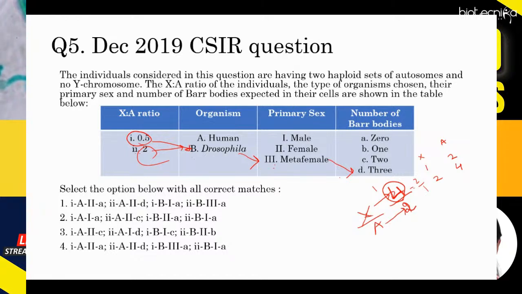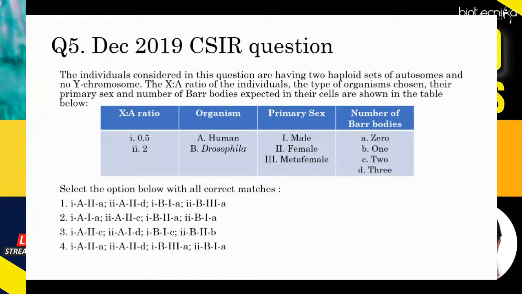Got it? So these kinds of combinations you have to make, and for humans it is pretty simple. For 0.5 in humans, they have said it is female only, so obviously it will be female, right? In the first case, if it is 0.5, then you will have no bar bodies, because that means in humans only one X chromosome is there. They have said no Y chromosome. That means zero bar body.